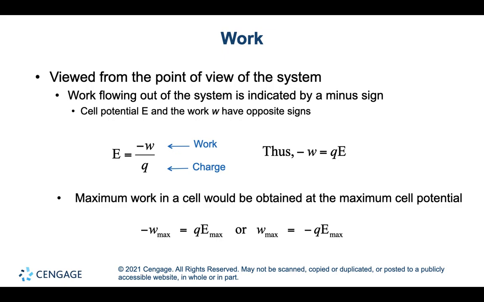And remember, we learned back in thermodynamics that you never get 100% of the work out of something. But this is the ideal maximum amount of work you could expect a battery or a galvanic cell like this to generate. And the amount of maximum work is negative QE.